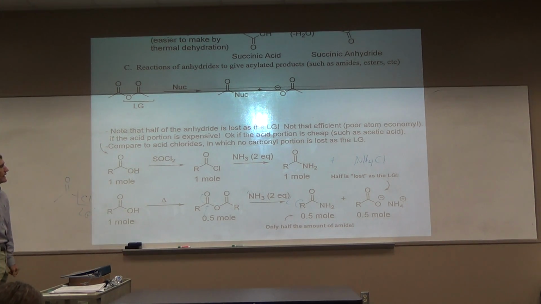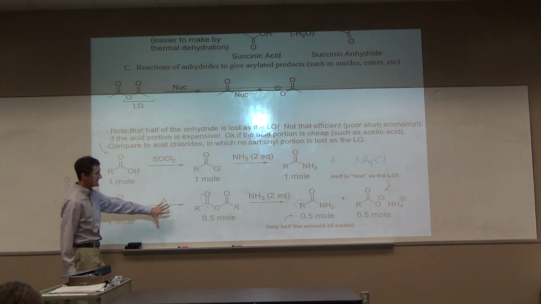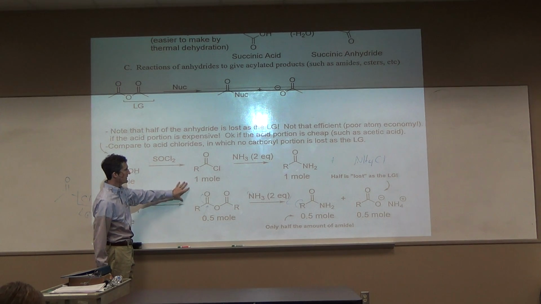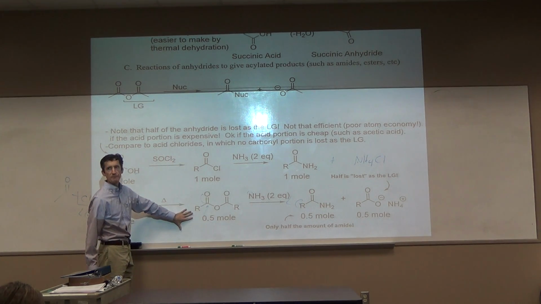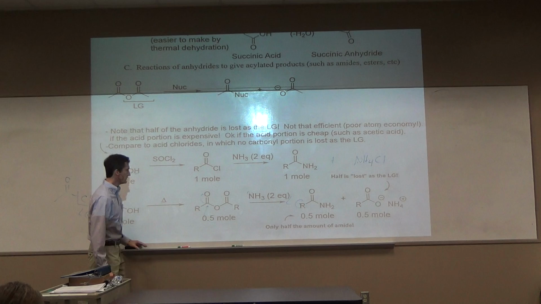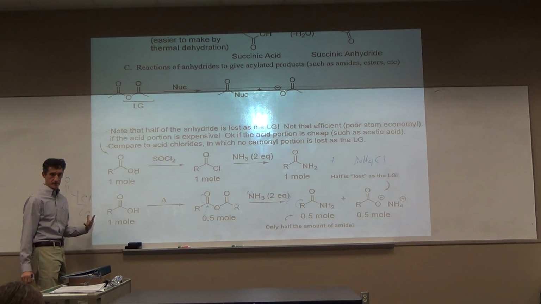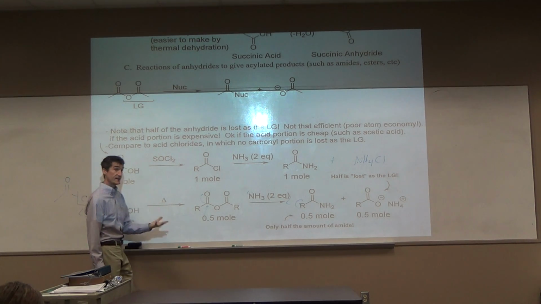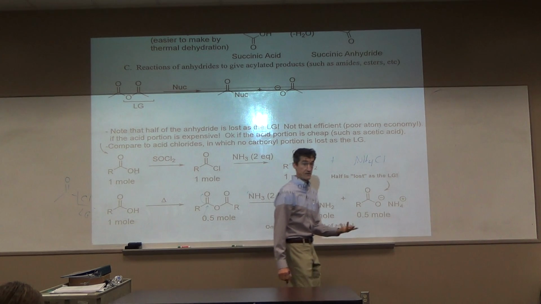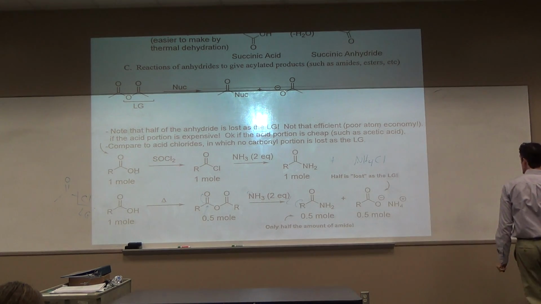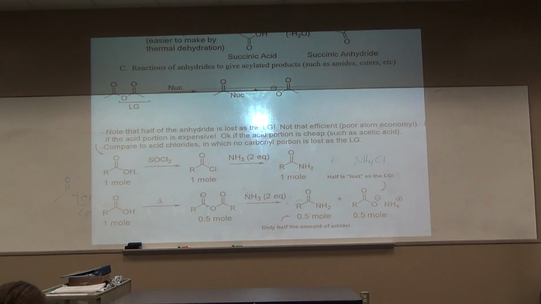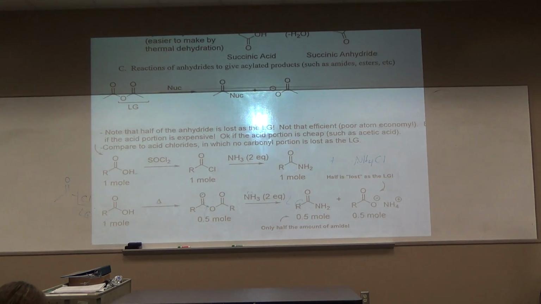So, anhydrides can be used as acylating reagents, but you have poor atom economy. That's okay if the anhydride is cheap, such as acetic anhydride, very cheap. But for bigger molecules, you typically want to go with the acid chloride, for better atom economy.